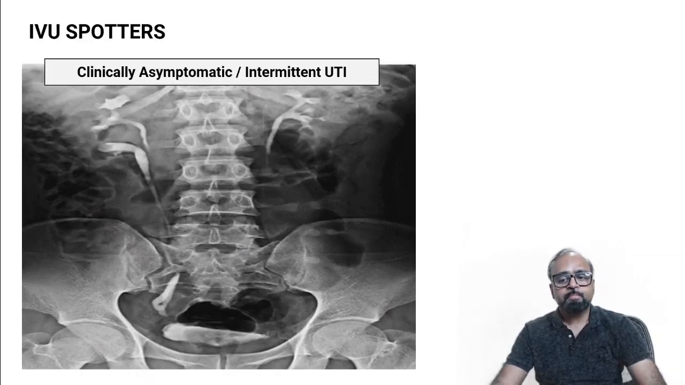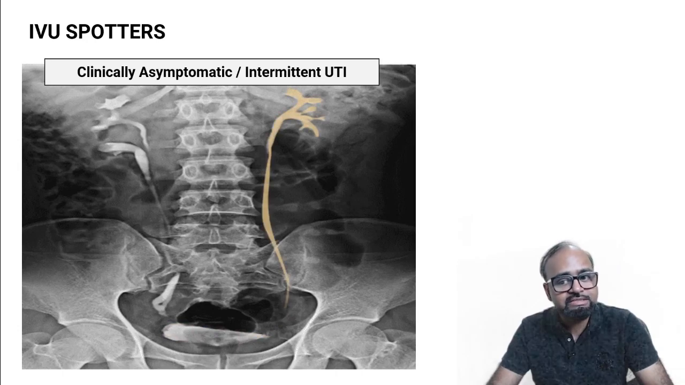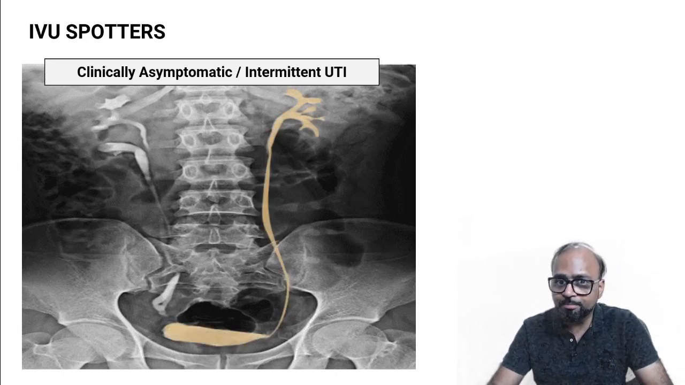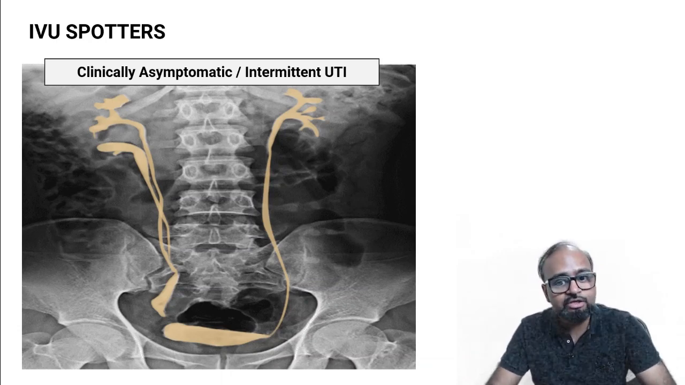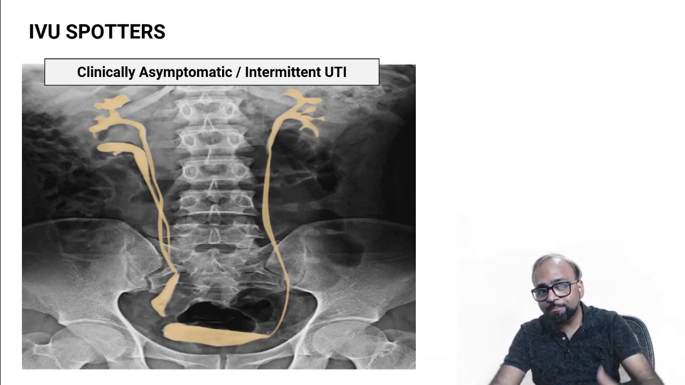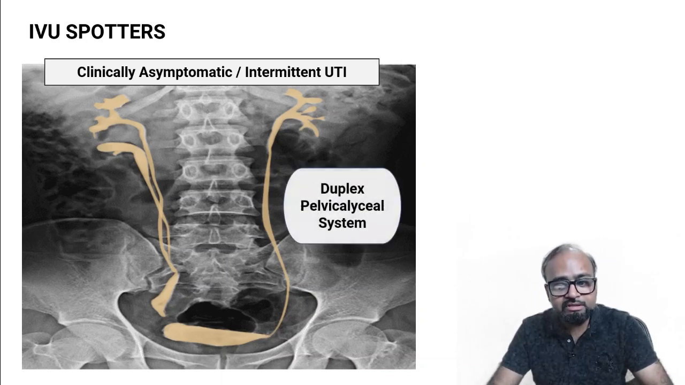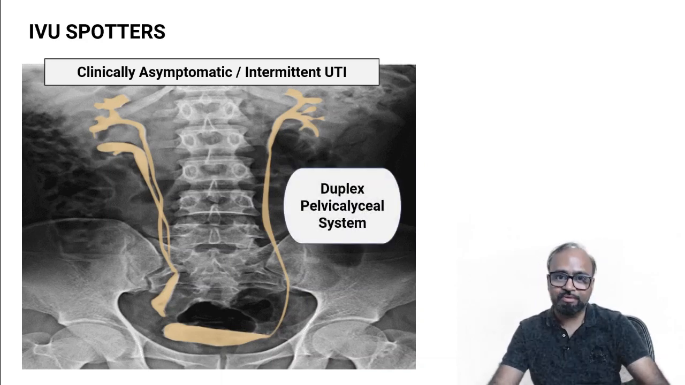Now see here, what do you see in this particular image? In this image, you can see on the left side a single pelvicalyceal system, a single ureter opening into the urinary bladder. Can you notice something different on the right side? What is different on the right is that there are two pelvicalyceal systems giving rise to two separate ureters which are draining into the urinary bladder. So when you see two separate pelvicalyceal systems, this is what is called a duplex pelvicalyceal system.